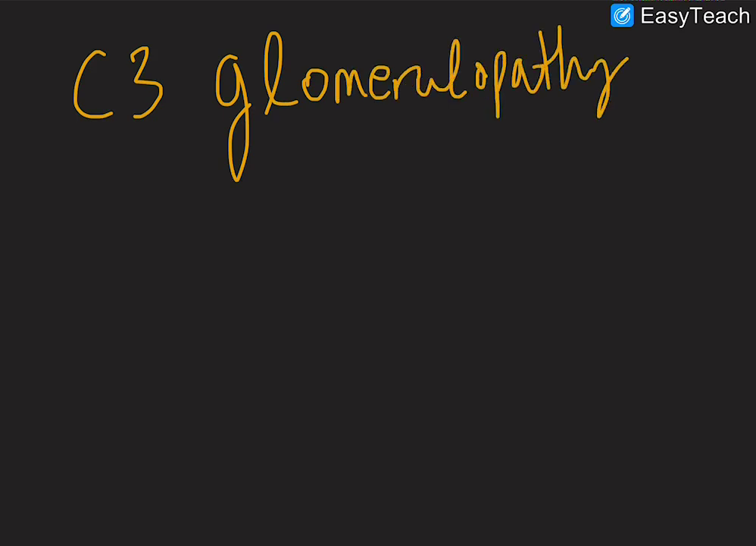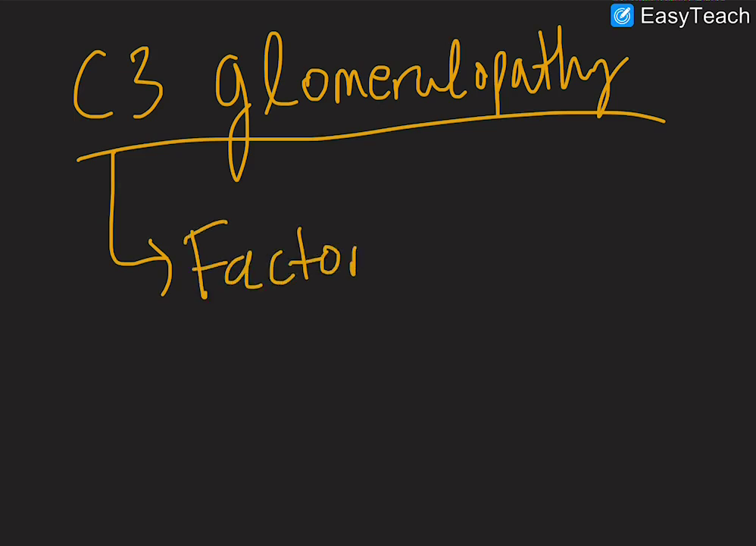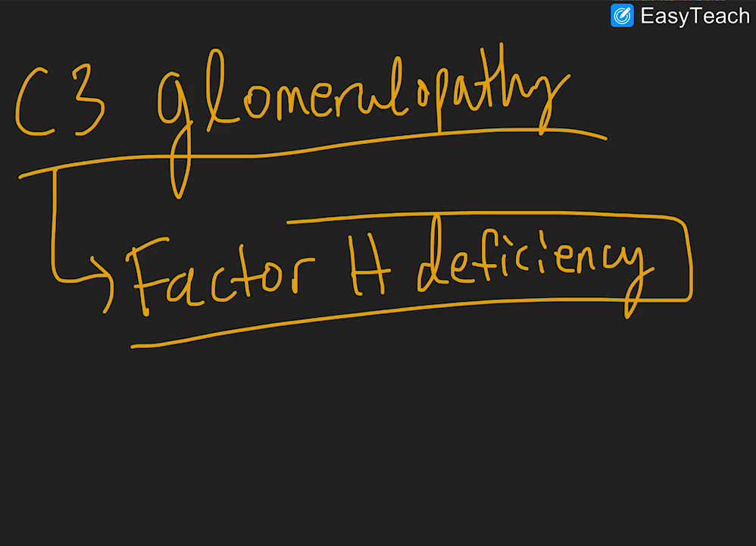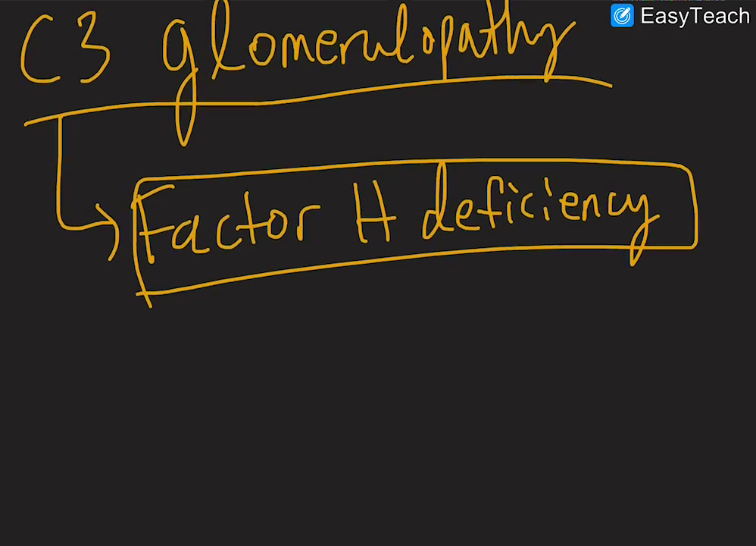C3 glomerulopathy can occur for many reasons, one being what we just talked about, and it relates to factor H. If you're deficient in factor H, this can be a reason to have C3 glomerulopathy. Okay, this can lead to that. So if you're deficient in factor H, this can lead to C3 glomerulopathy. How does this work?